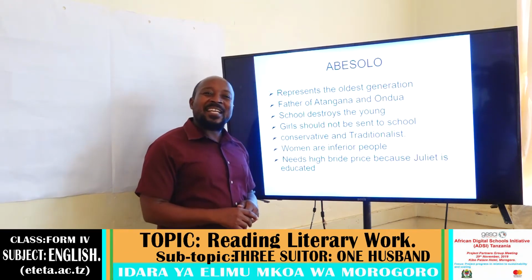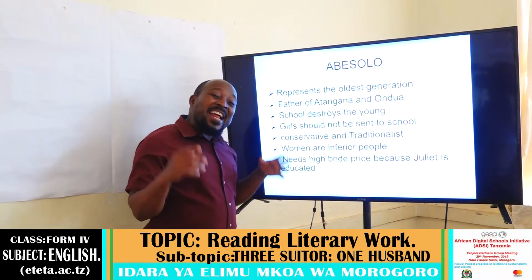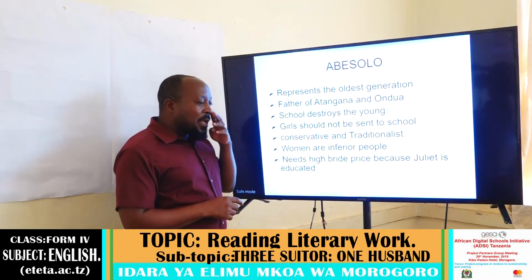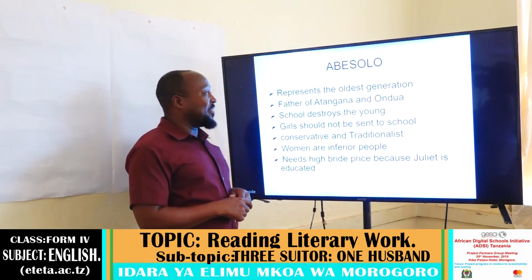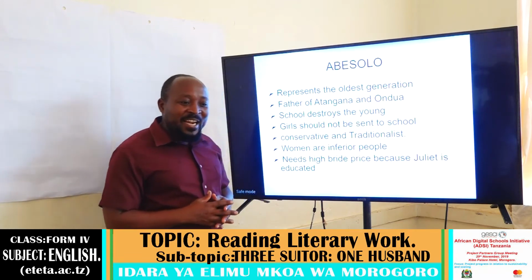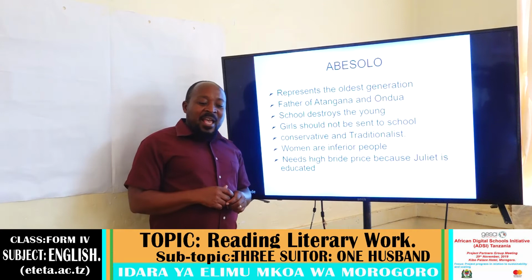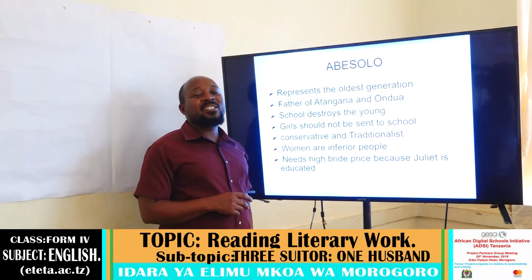Abesoro is the first character we deal with. Abesoro is the grandfather to Juliet. Abesoro represents the oldest generation. He is the father of Watangana and Yandua. And of course, he believes that the school destroys the young generation.